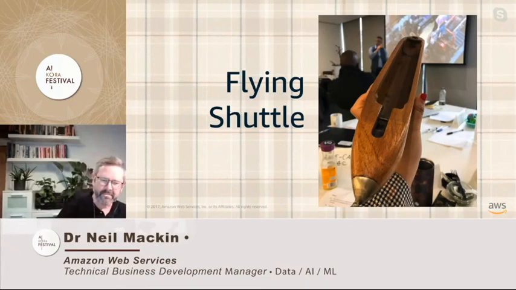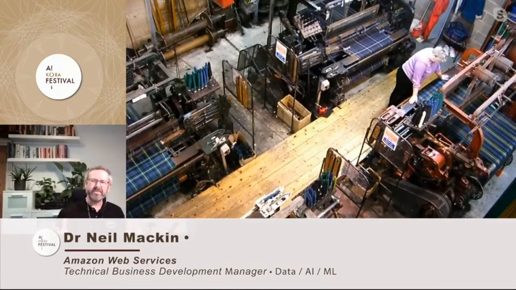And the flying shuttle revolutionized the weaving industry. So before the flying shuttle, if you were a weaver, you had to take the weft, the thread, and pass it between the warp, and then move the threads up and down, and then pass it back. And it was painstaking, and it was slow, and it was back-breaking work. And I want to use this as an analogy for machine learning and artificial intelligence.